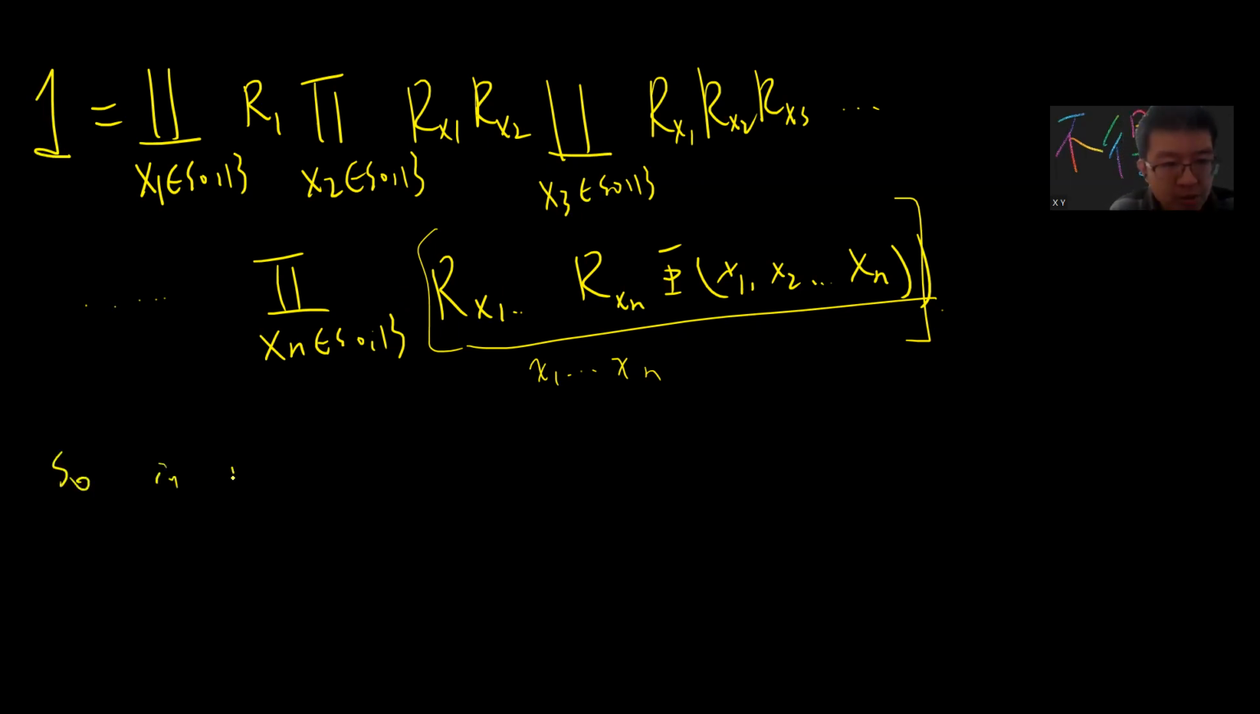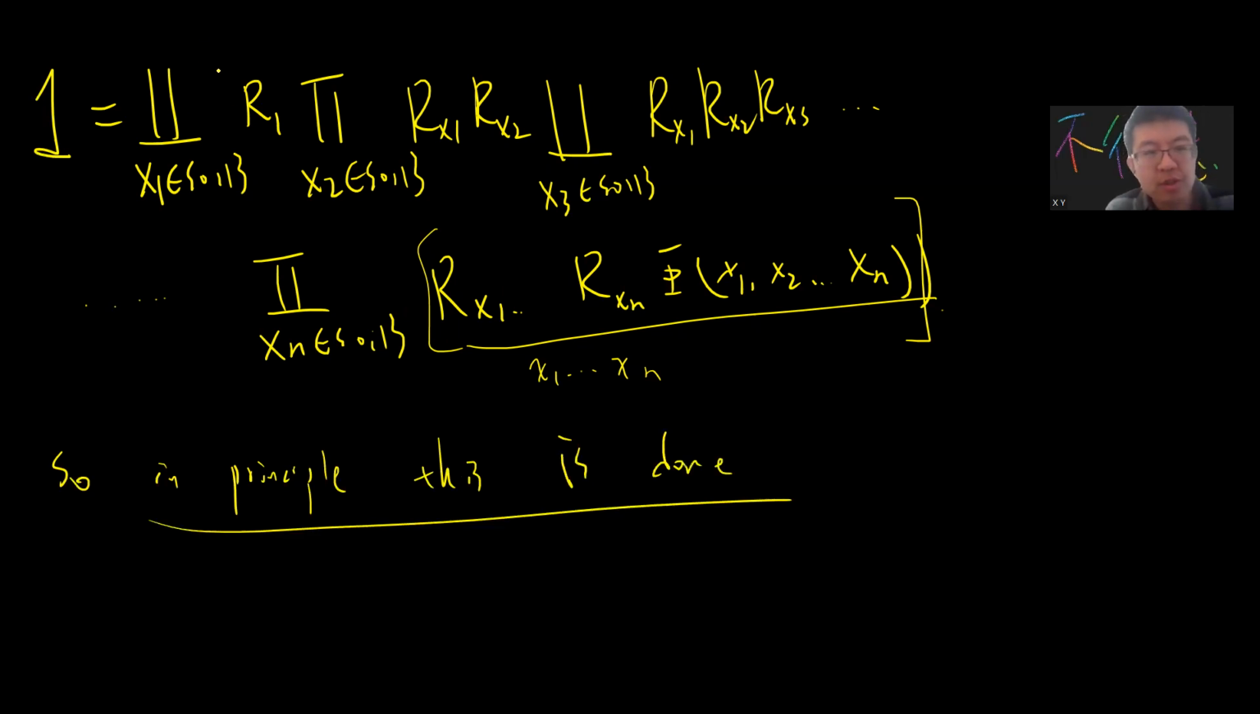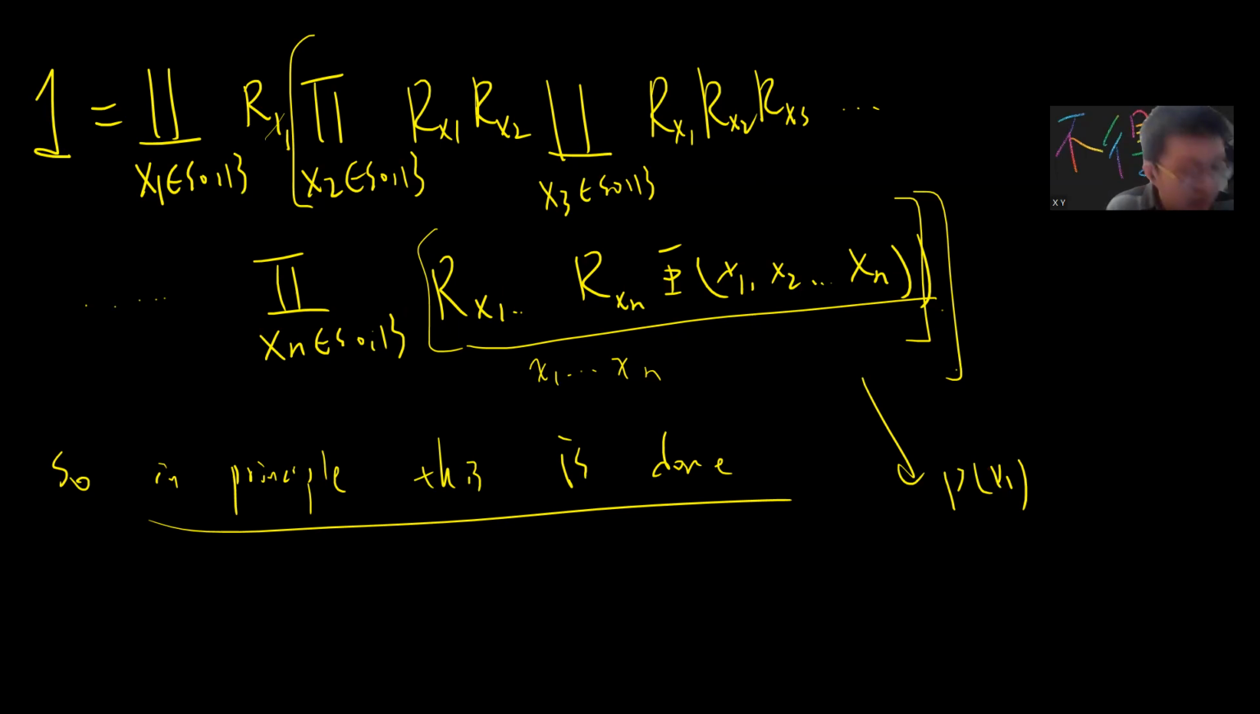So in principle, hopefully you can now use the previous idea. You can first strip this off and define this as P of x1. So you get P of x1, and then you use the same thing and just keep going. Now we have three cases.